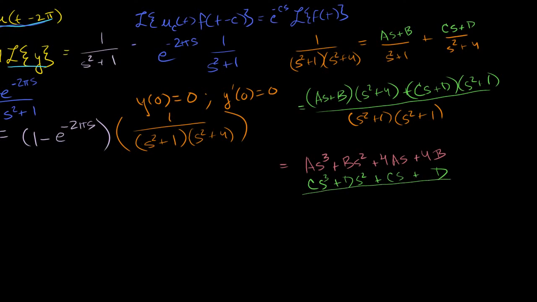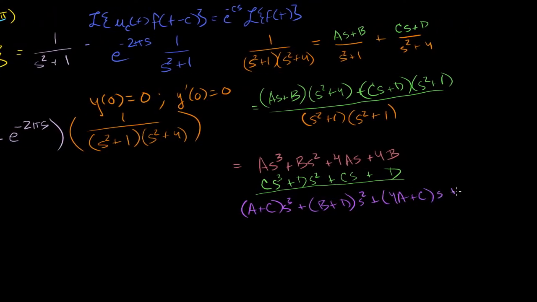So when you add all of these up together, and this is all the algebra that we have to do for better or for worse, you get a plus c over s to the third plus b plus d times s squared plus 4a plus c times s plus 4b plus d. And now we just have to say, OK, do we see any?